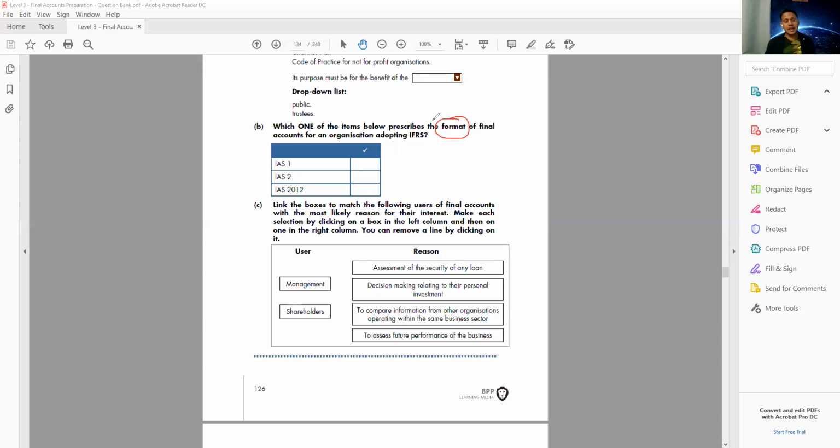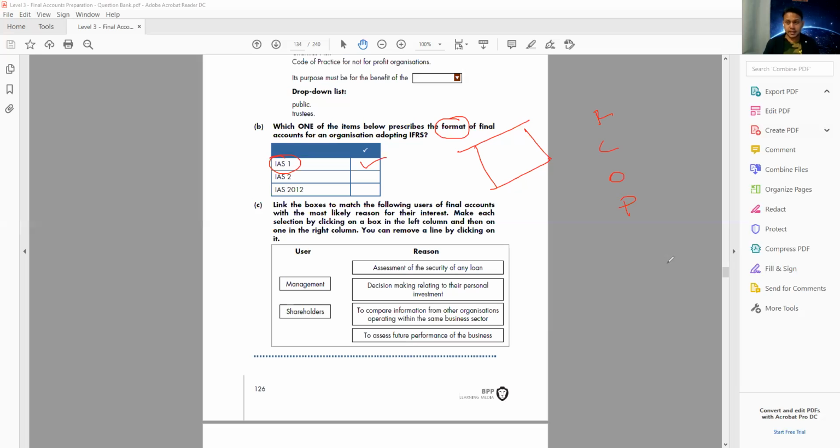So every IAS has a meaning, isn't it? Every IAS tells us to do this, do that. So if the question asks which IAS tells us the format or the template for how to present the financial statement, that is IAS 1. IAS 1 tells us how to present the financial statement. For example, first you write the revenue, then the cost of sales, then operating expenses, then profit. Why are you following it step by step? Because IAS 1 tells us to do it like that.